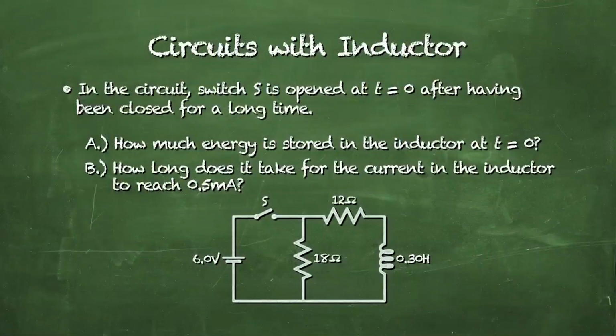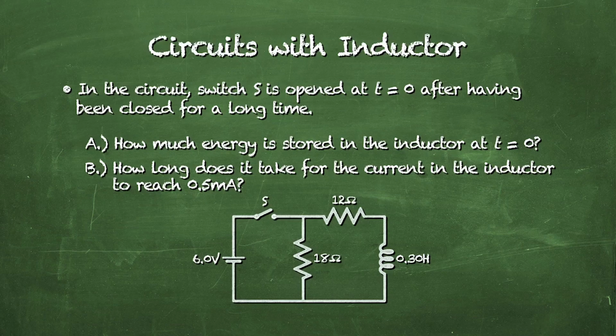Let's work another example. In the circuit, switch S is opened at t equals 0 after having been closed for a long time. How much energy is stored in the inductor at t equals 0? How long does it take for the current in the inductor to reach 0.5 milliamperes?